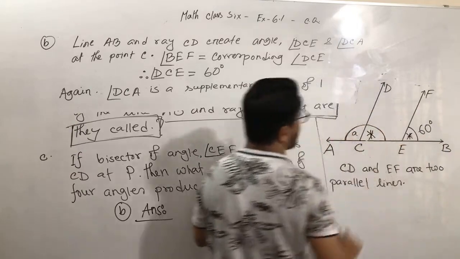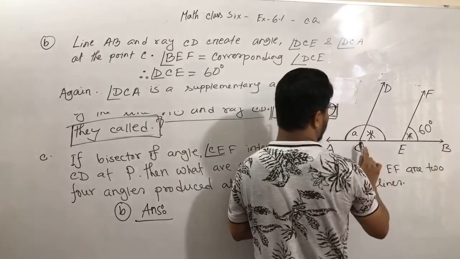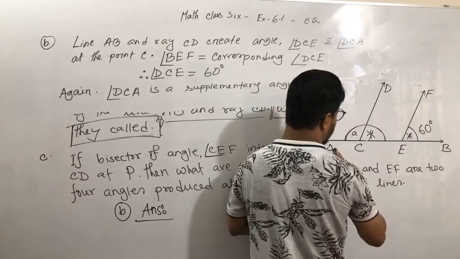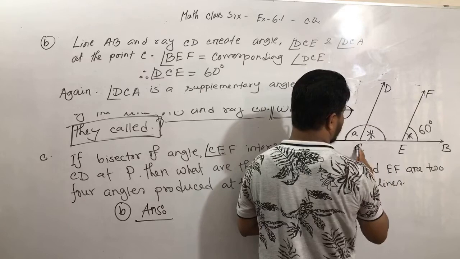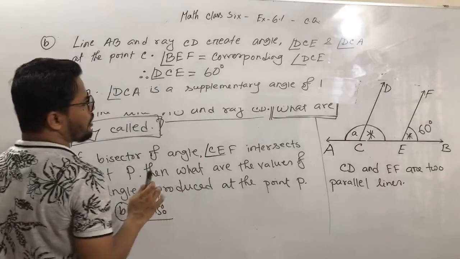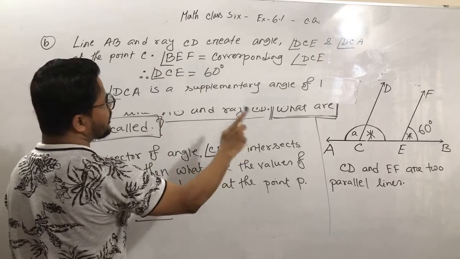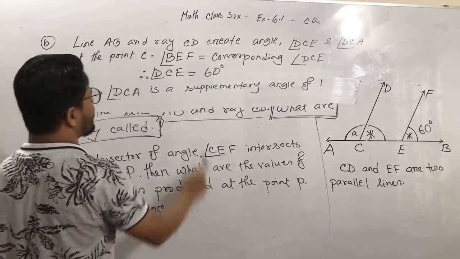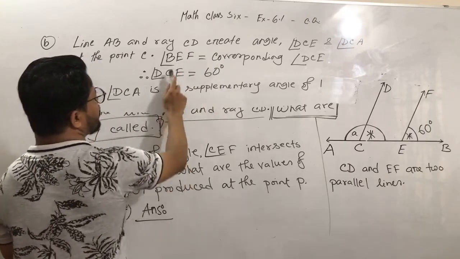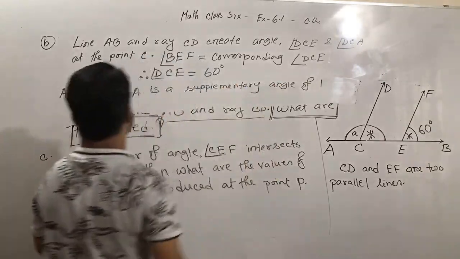They are corresponding angles because here AC line is a transversal and CD and EF are both parallel lines. This transversal EAB intersects CD at the point C and EF at the point E. So they are corresponding angles. That's why we mention EFD angle is the corresponding angle of DCE. The angle mentioned in the question is 60 degrees, so they are equal. So the remaining angle BEF, so DCE will be 60 degrees.